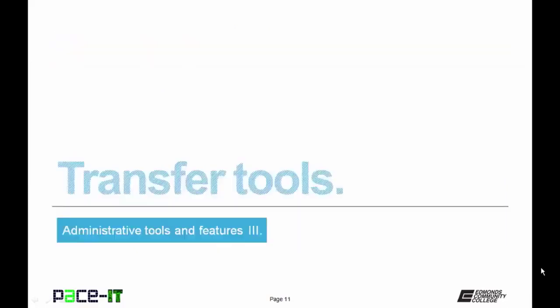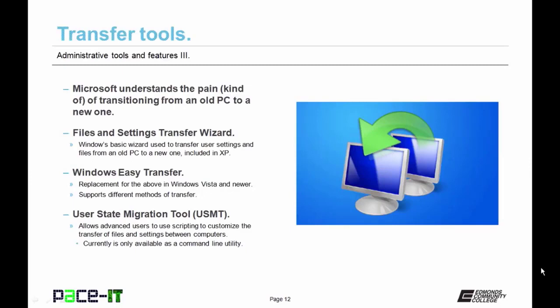Now let's talk about transfer tools. Why are transfer tools necessary? Well, PCs do become obsolete, and sometimes you want to transfer settings and files between computers. Microsoft does understand the pain, kind of, that is caused when transitioning from an old PC to a new one. And so they came up with some tools to help ease that pain. They originally came up with Files and Settings Transfer Wizard. That was in XP. It's a basic wizard that is used to transfer user settings and files.